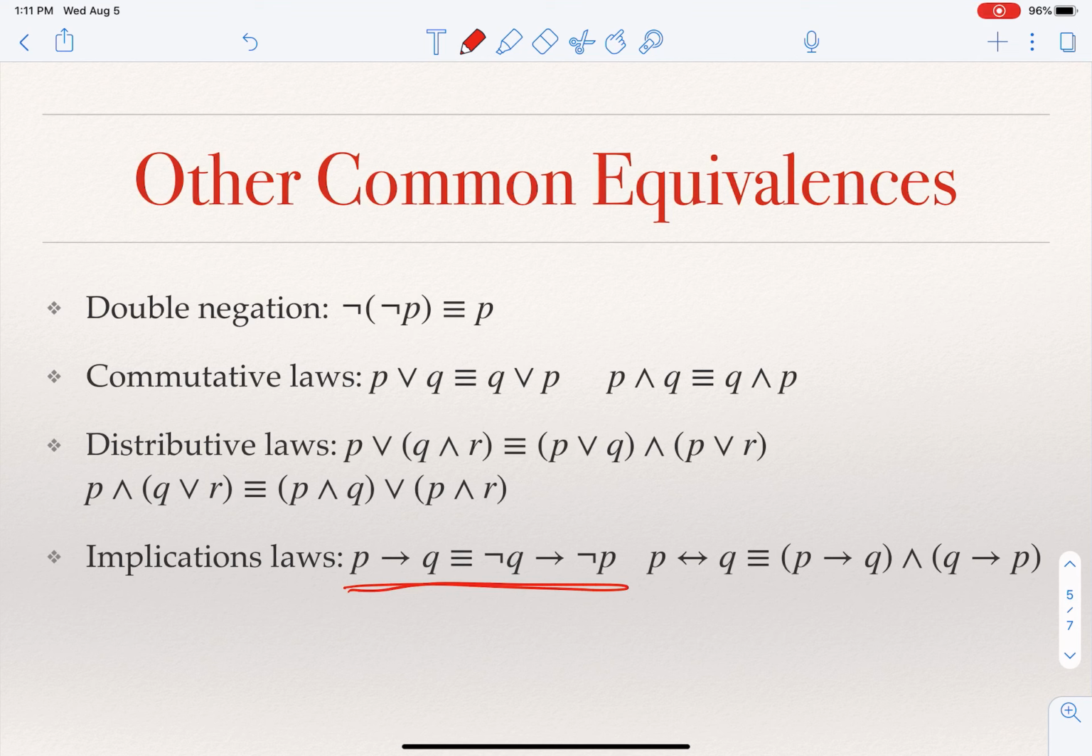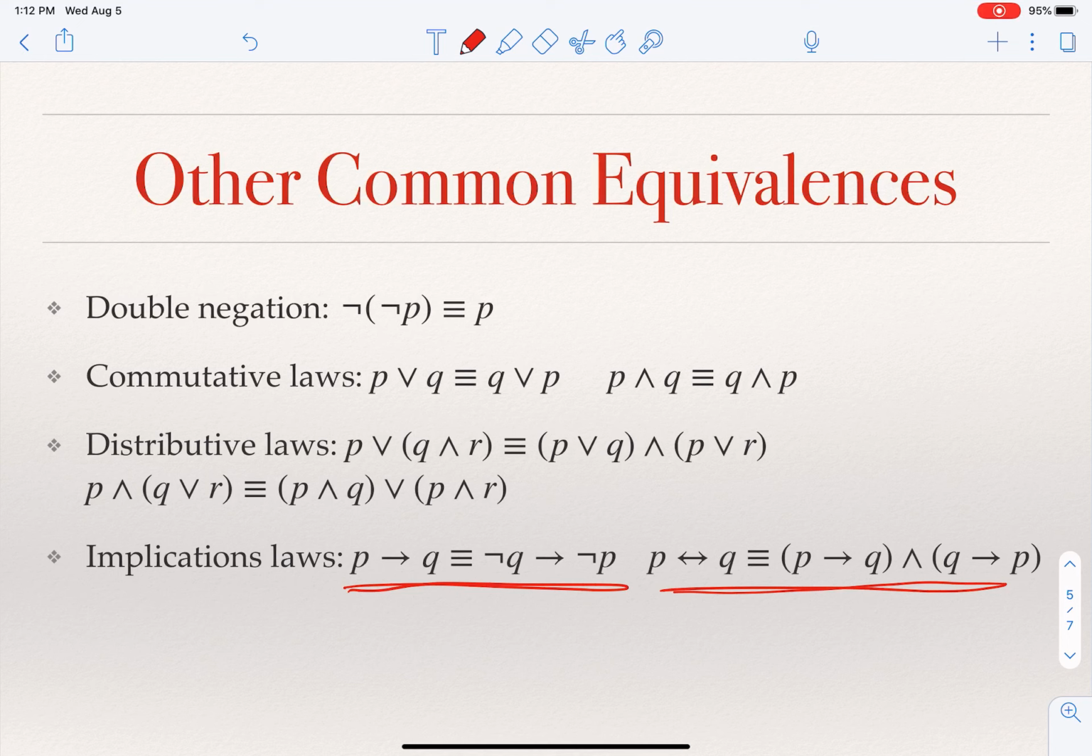And the one on the right here, P if and only if Q, is the conjunction of P implies Q and Q implies P. This is why when we want to prove a theorem of the form P if and only if Q, the proof usually has two parts. One is, let's prove first that P implies Q, and the second part, let's prove that Q implies P. Where does that come from? It comes from this logical equivalence here.